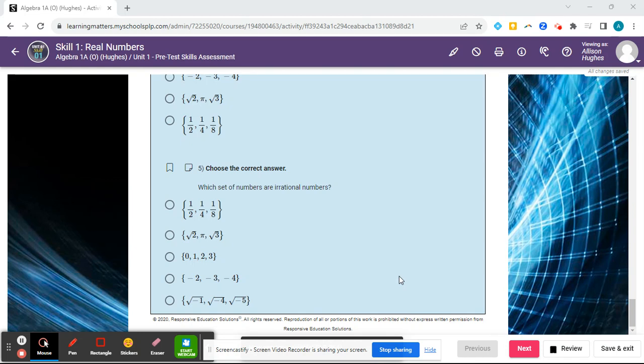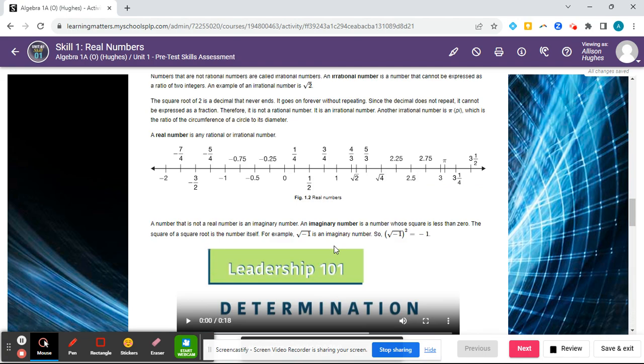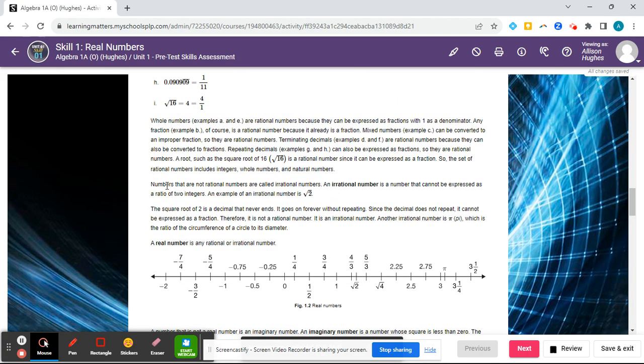Here is some feedback for question 5. Which set of numbers are irrational? So just plain as day, we're going to look at what numbers are irrational. So again, let's scroll up in your notes, see if we can find irrational.